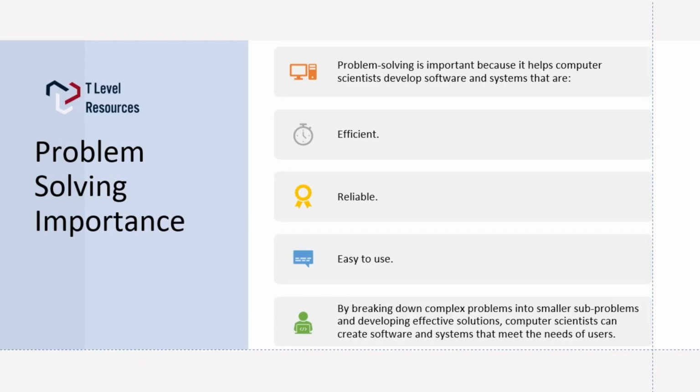Problem-solving importance. Problem-solving is important because it helps computer scientists develop software and systems that are efficient, reliable, and easy to use. By breaking down complex problems into smaller subproblems and developing effective solutions, computer scientists can create software and systems that meet the needs of users.